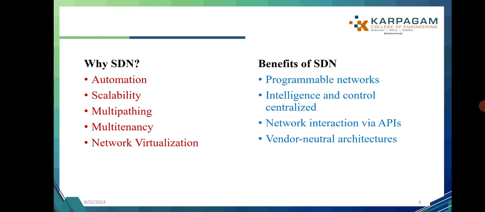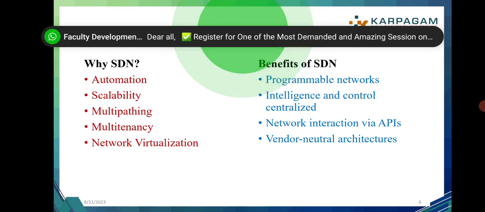Then network virtualization is nothing but virtually dividing the hardware resource into multiple software resources, that is, multiple virtual machines, right? On top of those virtual machines, you can install firmware which will act as a router or a switch. So these are some major reasons why we should go for SDN.